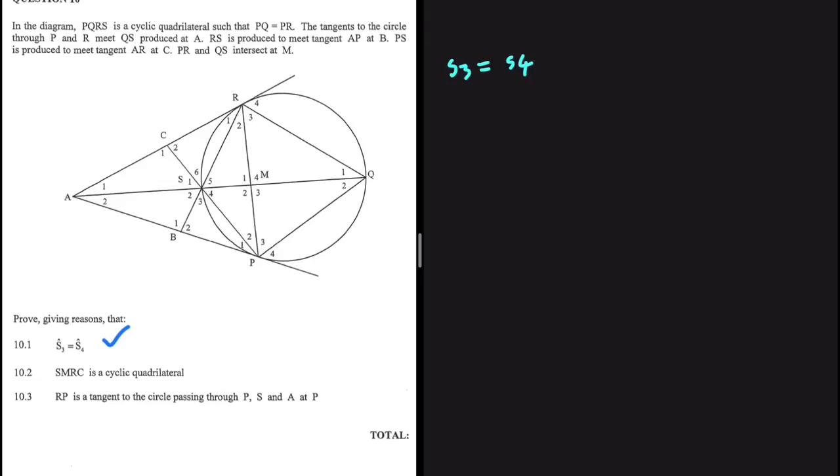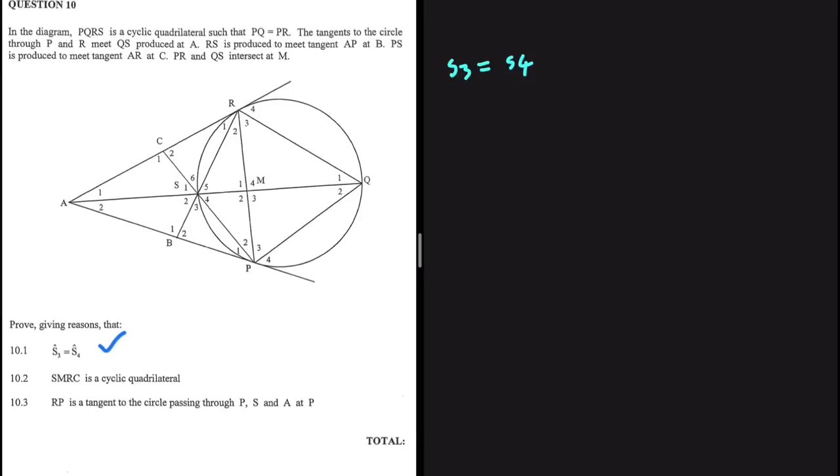There's no values in this question. We just write in angles in terms of one another. Let me show you what I'm talking about. The first question, 10.1, we are supposed to prove, giving reasons, that S3 is equal to S4. But before we can attempt answering this question, let's go through the question statement so that we can extract our keywords that are going to help us in answering the question.